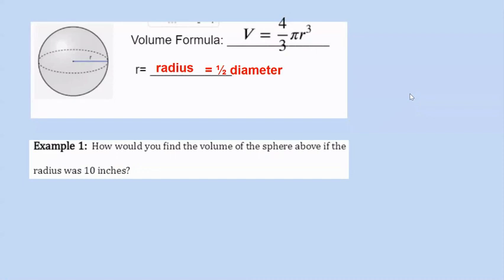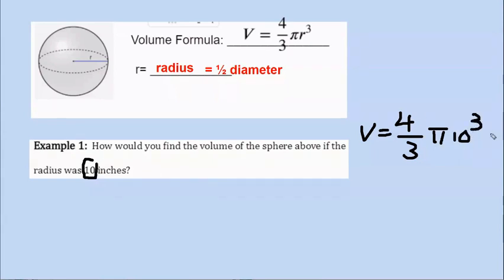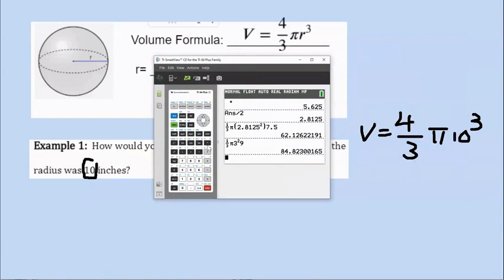So how would you find the volume of a sphere above that had a radius of 10 inches? So what I would do is I look at my formula. I would use V equals 4/3 pi. And then we see my radius is 10. So we're going to plug in 10 to the third power. And I'm going to grab my calculator here, and I want to type that in.